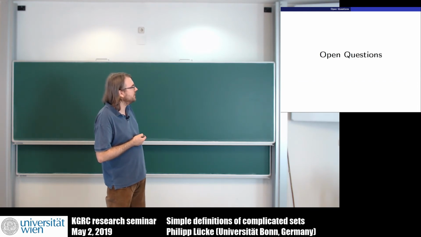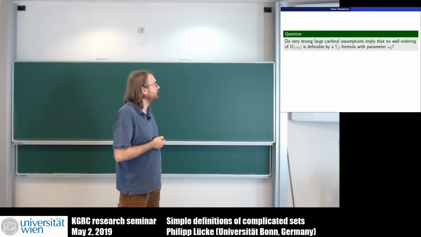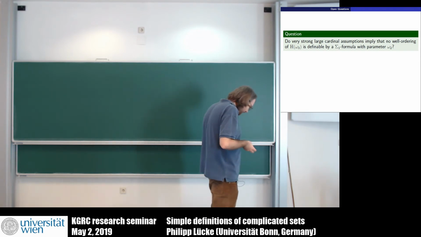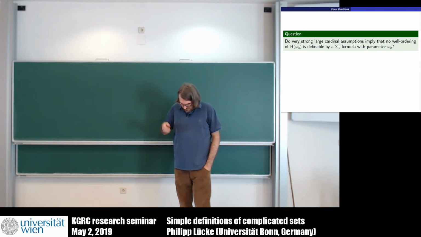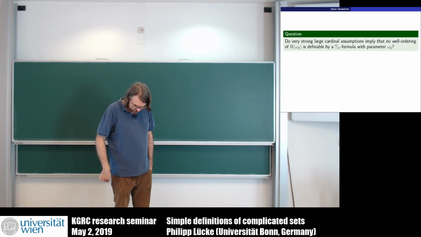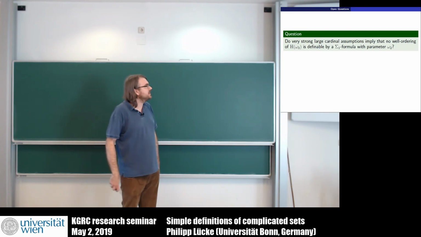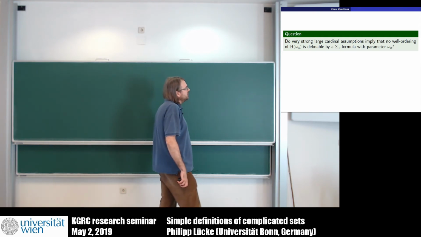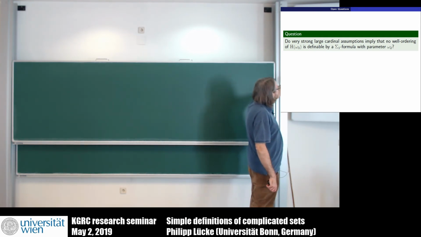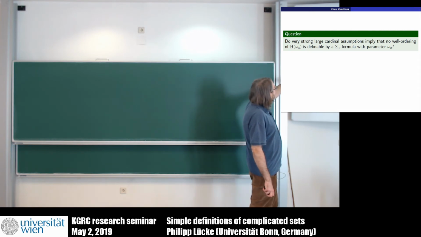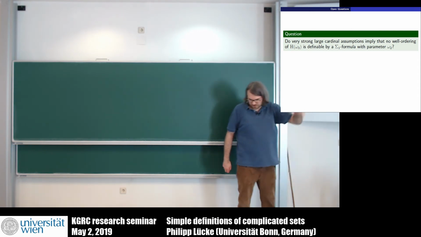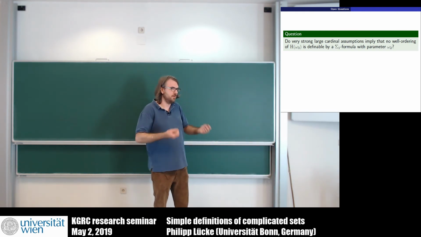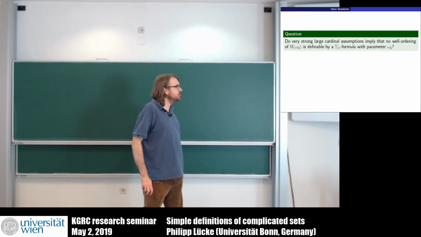There are just some more questions. I presented this observation that all large cardinals are compatible with a well ordering of the reals that's sigma 1 definable just using omega 2 as a parameter. But you might want to ask about well orderings of larger classes. So, for example, of H omega 3. So now you don't want to just well order the reals, but you also want to well order the subsets of omega 2.